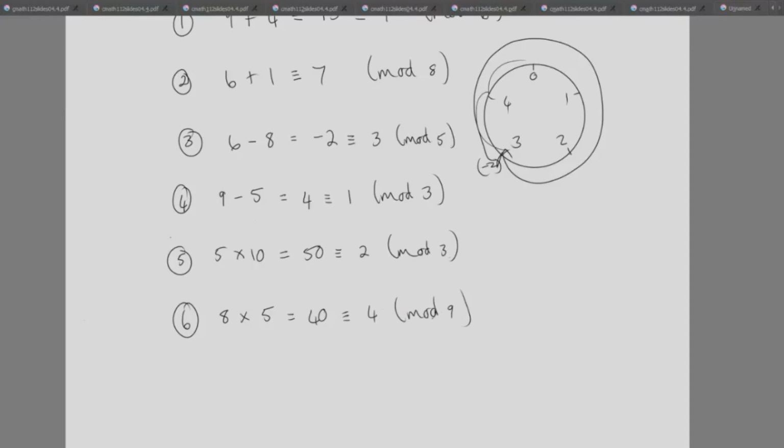There you go. There is your introduction to modular arithmetic.